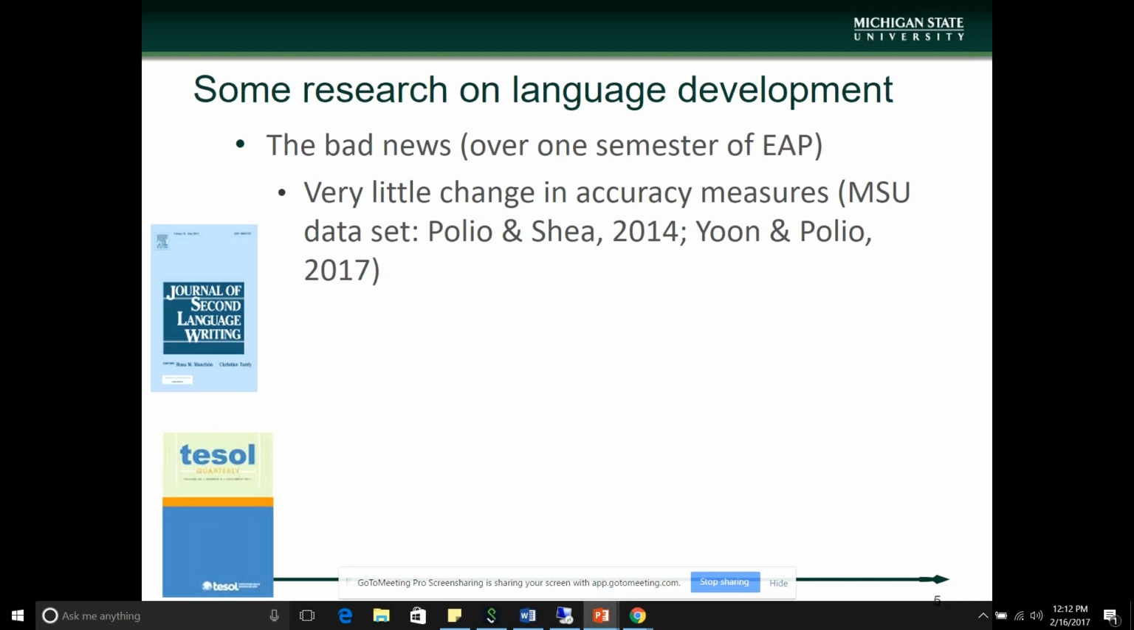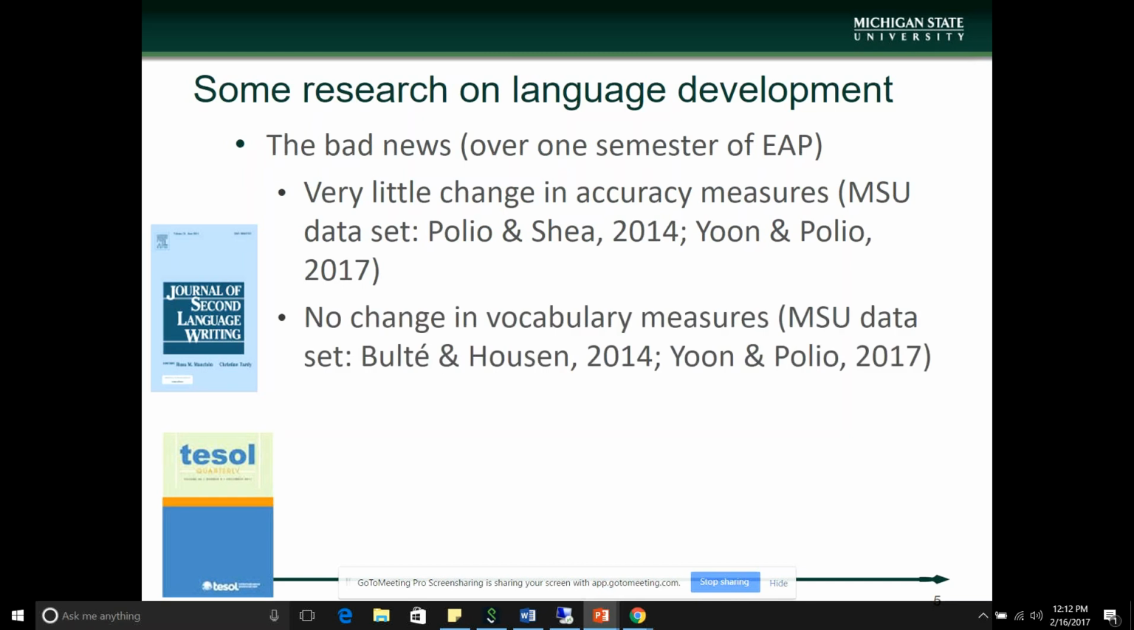We also have a study in TESOL Quarterly, in the 2017 issue, that looked at a similar population. We looked at one semester, and again, using different accuracy measures, we even found no change. So it was interesting to us that over a semester there was just no improvement on accuracy measures. Bulte and Housen also looked at that same data set, and they found no change in any of the vocabulary measures over the course of a semester.